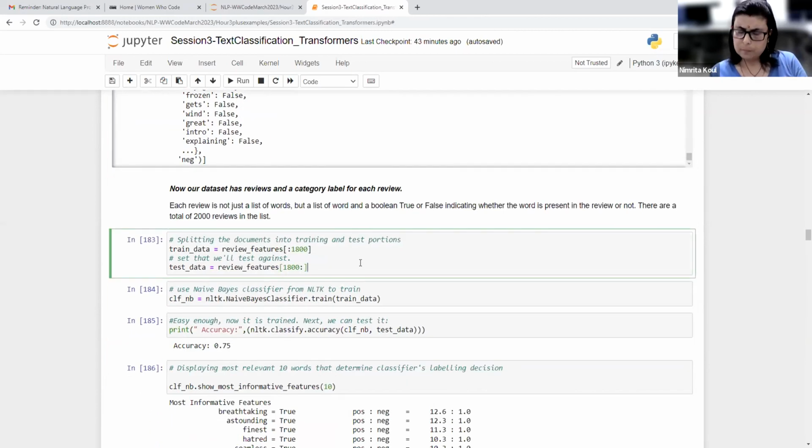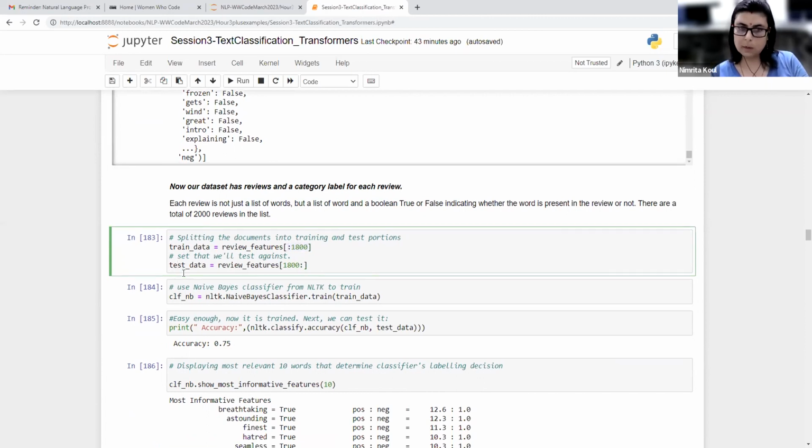Then, as I spoke about this earlier, every classification task which uses labeled data prefers the data to be split into test and training portions, or a validation portion, at least a training portion and a test portion. So out of our 2000 reviews, we are taking the first 1800 reviews in the training portion and the remaining 200 reviews in the test portion, which is called test_data.